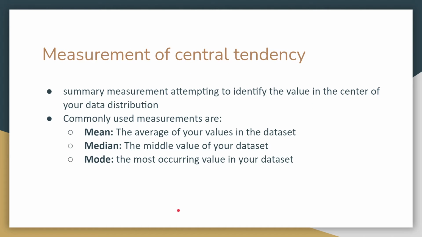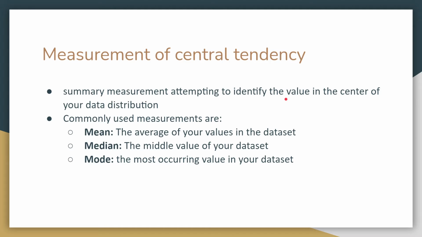So a few concepts that I want to cover. We're going to cover two. The first one is going to be the measurement of central tendency. Essentially, a measurement of central tendency is a summary measurement attempting to identify the value in the center of your data distribution. So what this means is you collect a ton of data, but we really want to summarize and find the center point of all of your data.